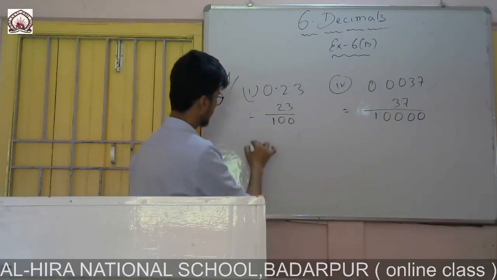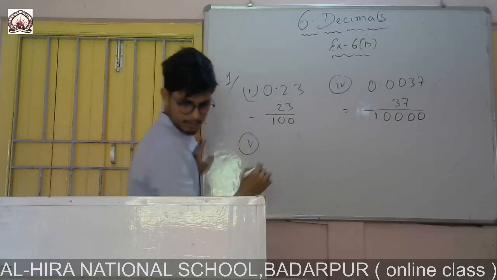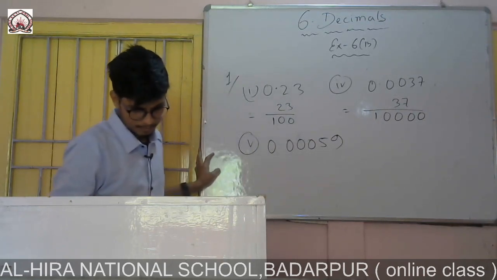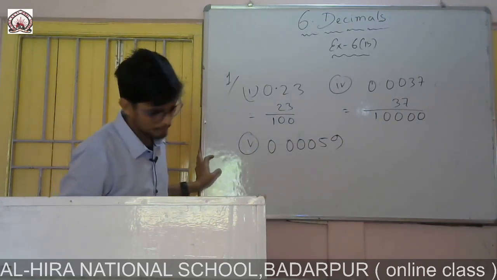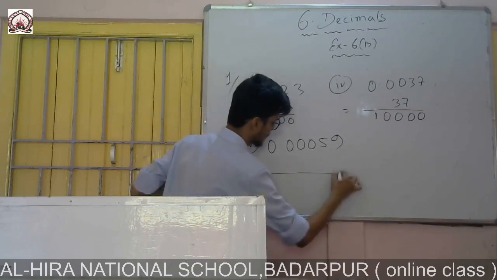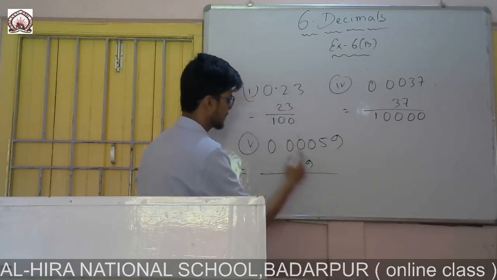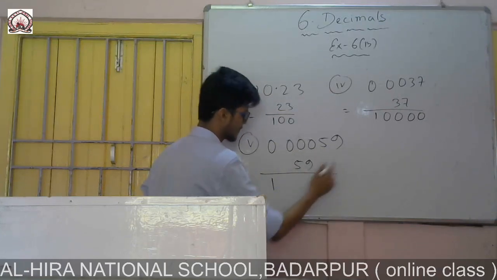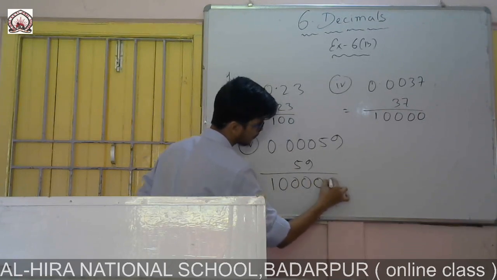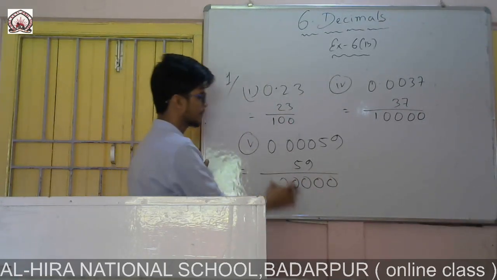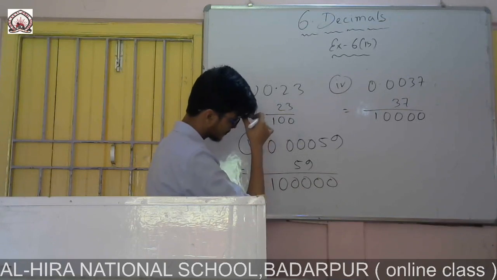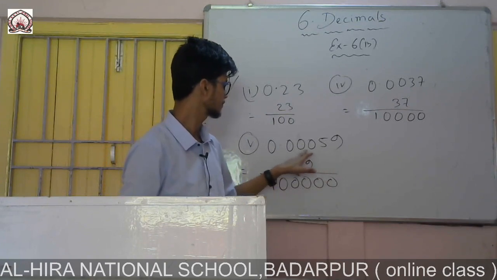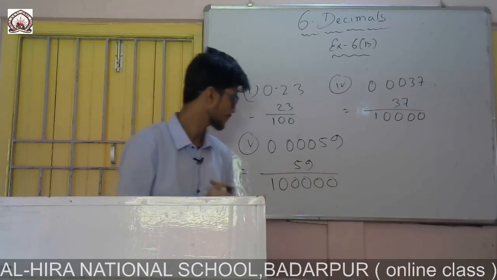Okay, let me do Roman number 5 also. It is 0.00059. So if I write it in fraction, in the numerator it will be 59. In place of point I will put 1. How many digits to count? 1, 2, 3, 4, 5. That many number of 0s you put. So it is 59 by 1 followed by 5 zeros. Okay.